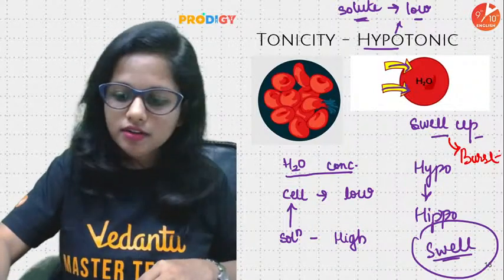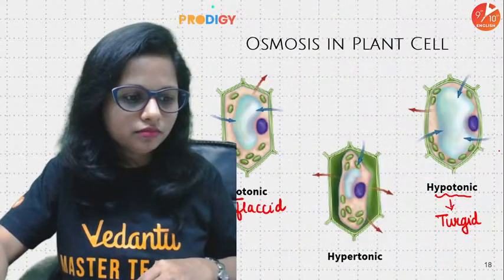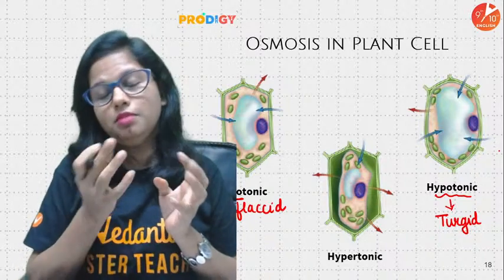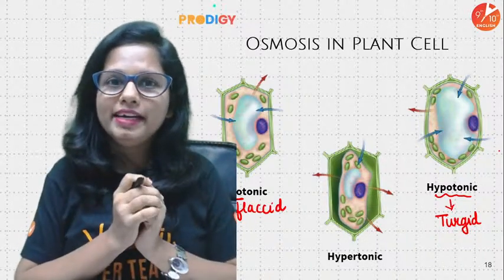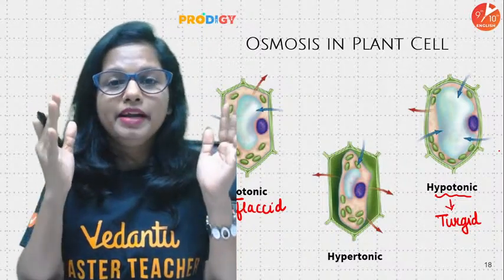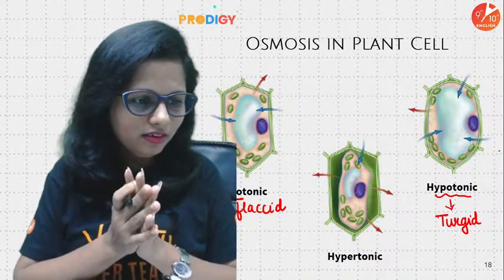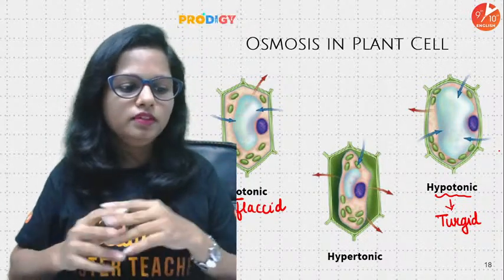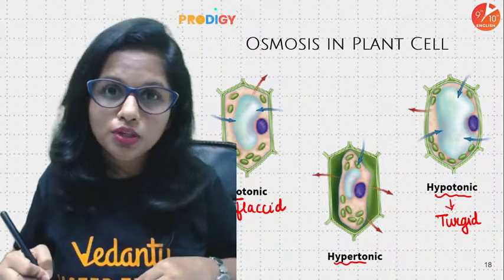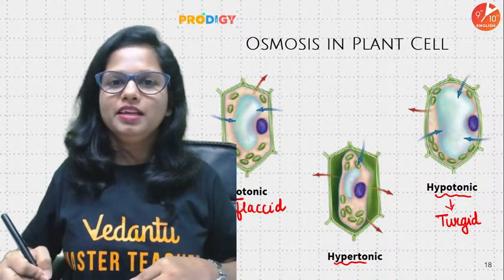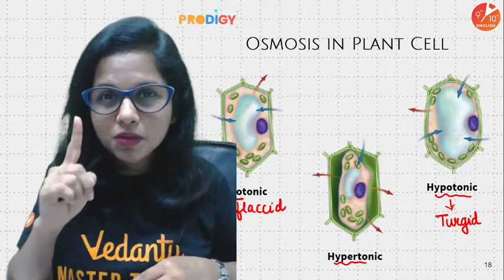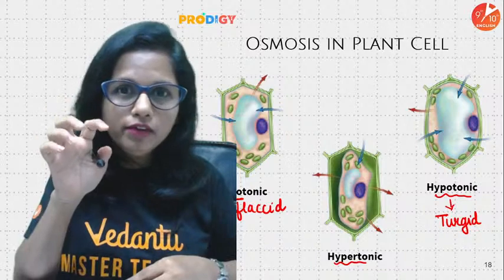However, the same thing will not take place in a plant cell. Why? Because plant cells have a cell wall. The cell wall prevents the plant cell from bursting. Then the second point: when a plant cell is placed in a hypertonic solution, the plant cell itself will not shrink, but the cytoplasmic contents of the plant cell will shrink.